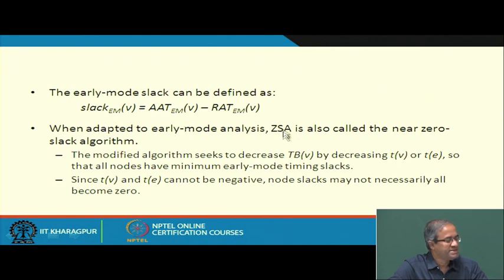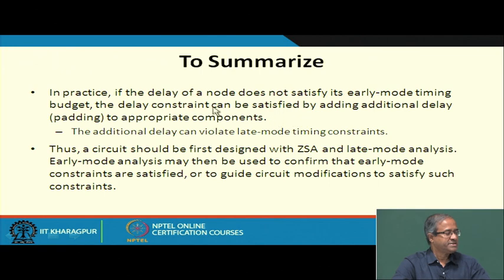and you can adapt the ZSA algorithm to handle this, but the thing is that here you may not be able to set all these slacks to exactly 0, because that might force some TV and TE value to become negative in that case in early mode analysis. So, this is one constraint here, that is why it is sometimes called near 0 slack algorithm, not exactly 0 slack. Okay. So, to summarize, we can have early mode or late mode, both kind of 0 slack analysis.